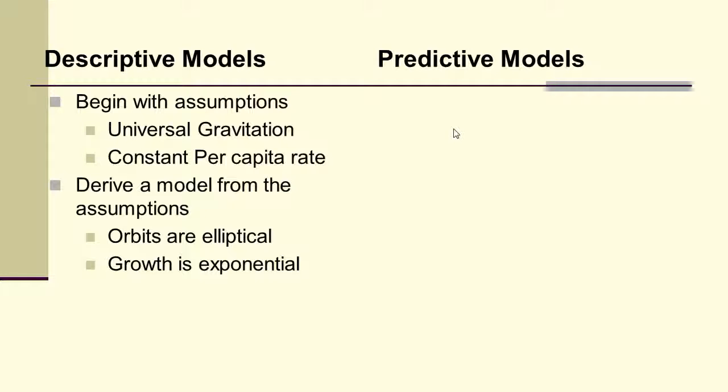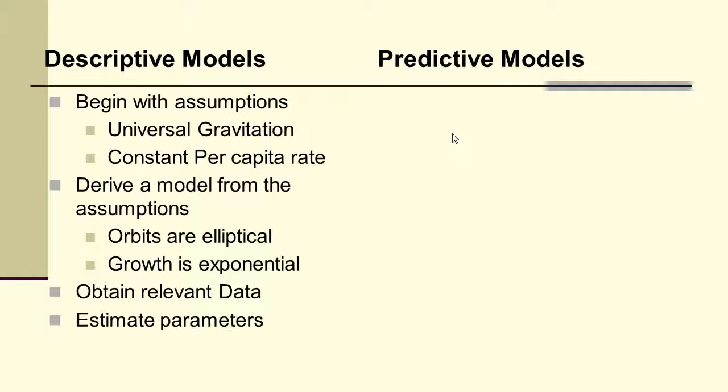These are mathematical derivations from models based on assumptions. Then once we obtain the data, we use it to estimate parameters, and then the projections, like orbits being elliptical, are actually features of the model, not of the actual process.